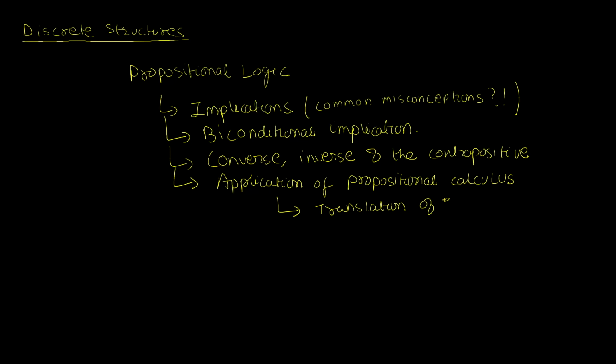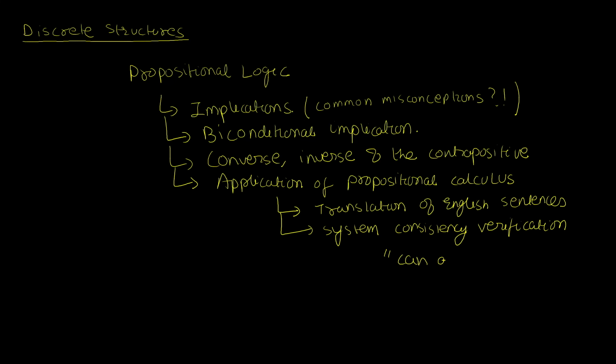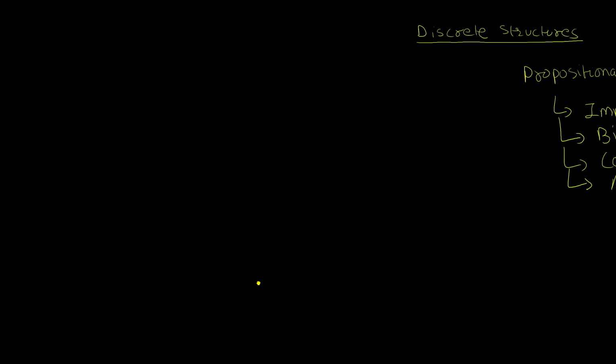There are two applications that are relevant to our course. One is the translation of English sentences, and the other is system consistency verification, which is basically asking the question, can a set of propositions even coexist? Okay, so that is the overview. Let's get started with the first topic of implications.